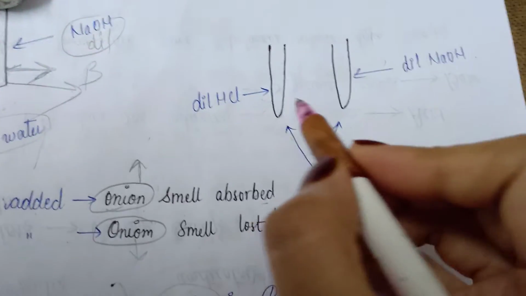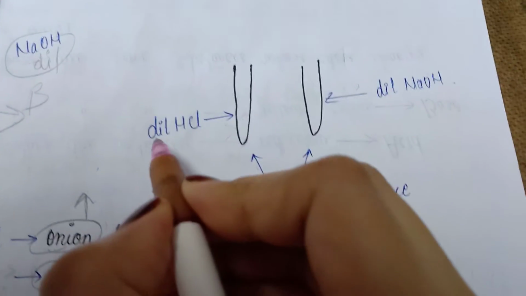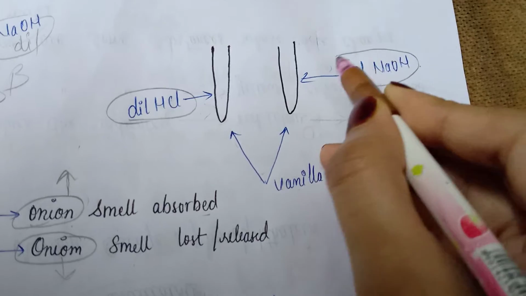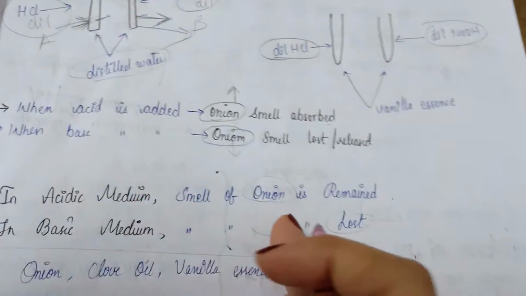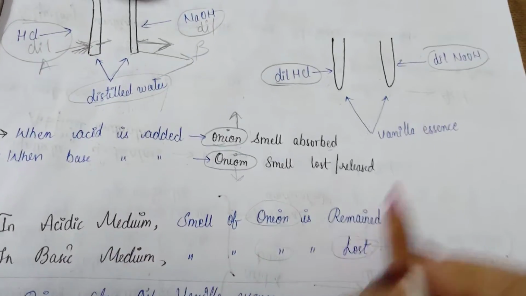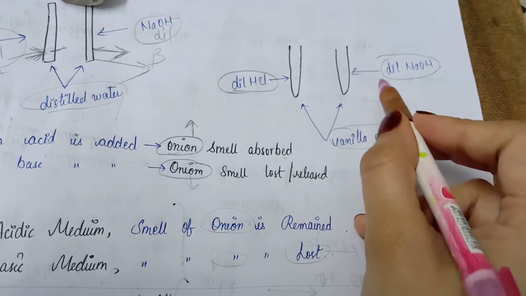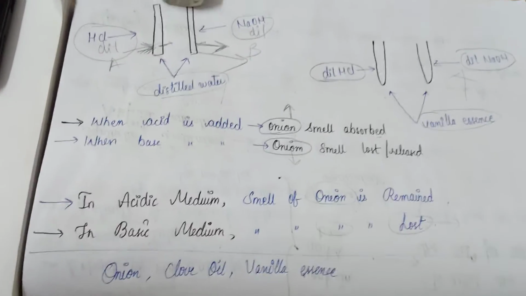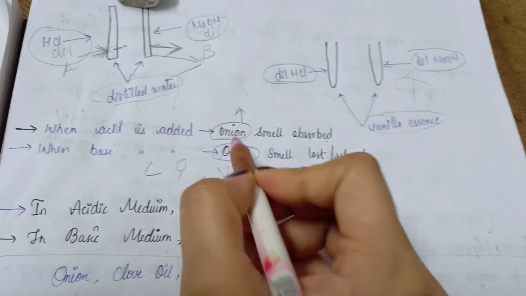Clear? Another test is in activity 2. You have to take two test tubes, and in one test tube you add dilute HCl, and in the other test tube you add dilute NaOH, and in both test tubes you add vanilla essence. Then also you will get the same observation: the vanilla smell will remain in HCl, and the vanilla smell will be lost from NaOH. This is our observation from all the clove oil, the vanilla essence and the onion.